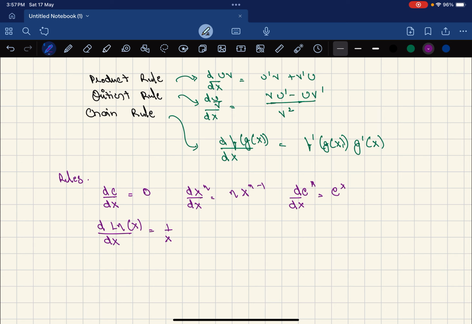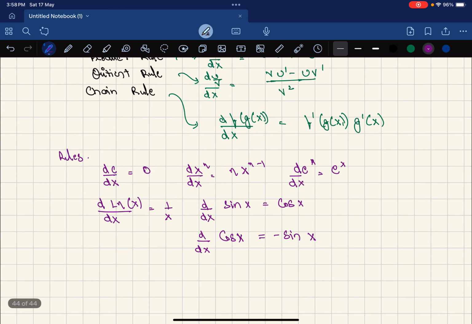Then for trigonometric ratios, sometimes it becomes important in some of the NLP problems, so we'll actually be using these. The derivative of sin x is cos x, and the derivative of cos x is minus sin x.